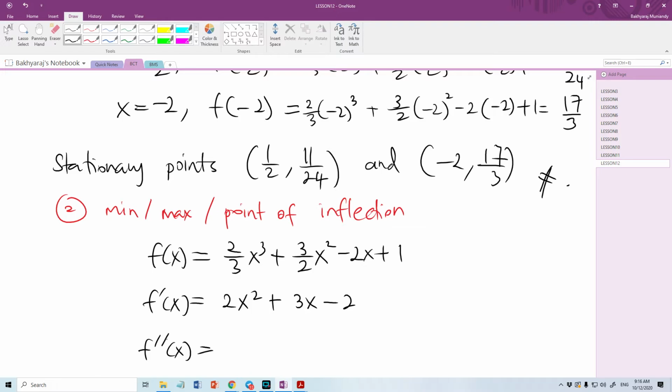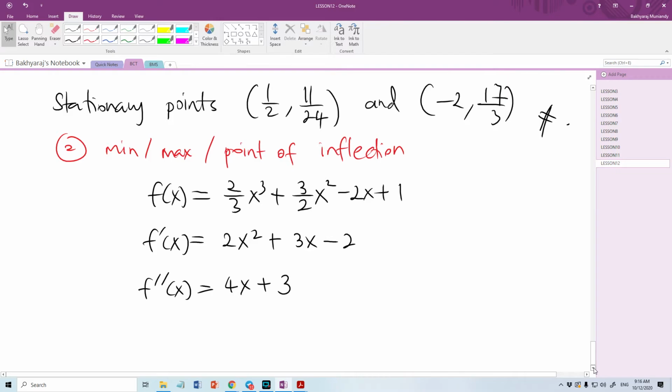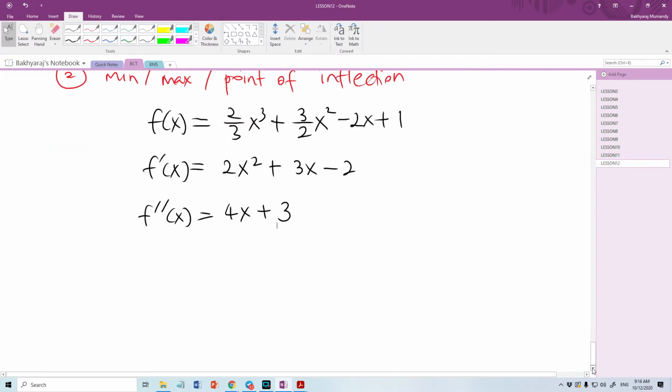Okay, so the second derivative will give you what? It will give you 4x plus 3. Okay, the second derivative will give you 4x plus 3. Now this one again is a function. The second derivative is now a function, so you need to substitute the values. Okay, we need to substitute the values.